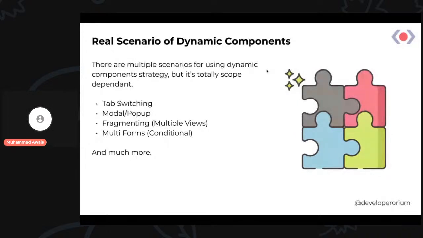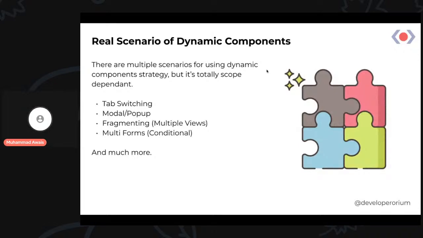The other one is for fragmenting multiple views. Like if I'm clicking on the tab bar or any anchor tag in the application, I have to load multiple other components inside the multiple views. So that's also a fragmenting strategy we can adapt with dynamic components. Lastly, we can also use the forms strategy. If we have multiple forms on a conditional basis inside nested tabs, we can also use dynamic components.